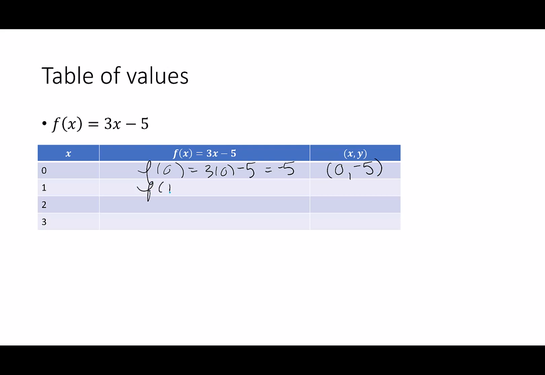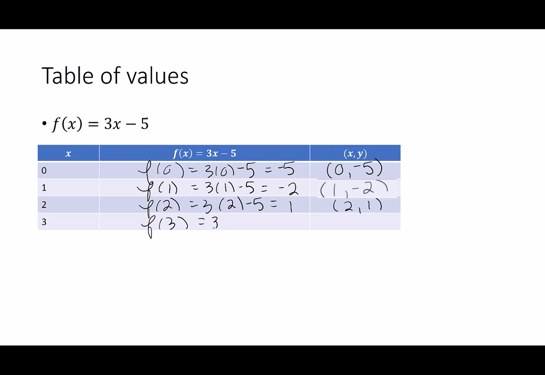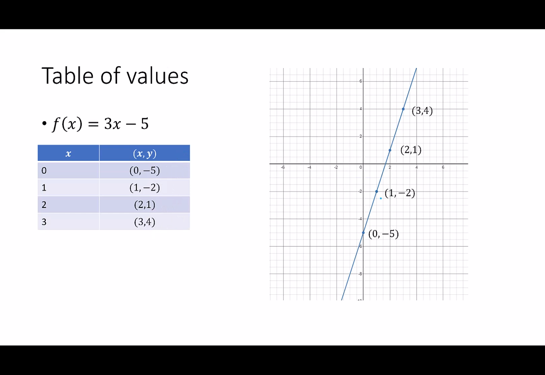Then I'll calculate f(1), which is 3 times 1 minus 5. 3 minus 5 is -2. f(2) is 3 times 2 minus 5. 6 minus 5 is 1. I have the point (2, 1). Then f(3) is 3 times 3 minus 5. 9 minus 5 is 4. So I have the point (3, 4). I take those numbers and I plot them on an xy coordinate system. We can see this is the graph of a line with slope of 3 and a y-intercept at -5.